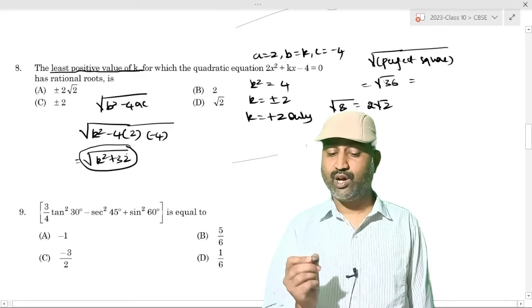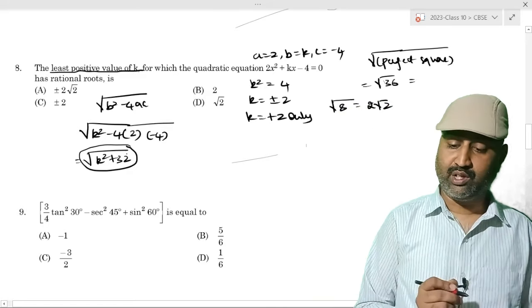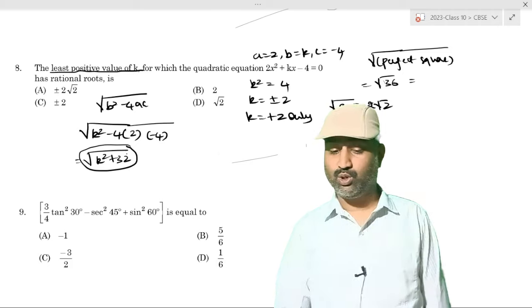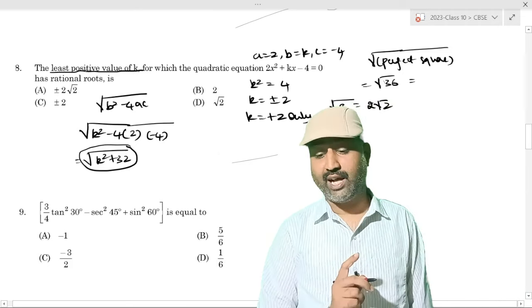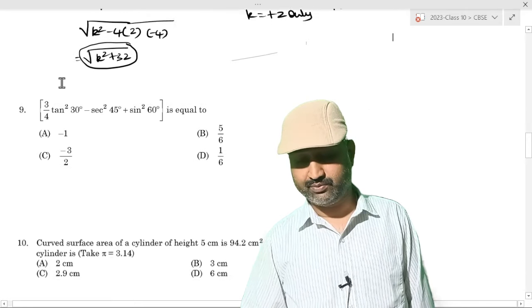For a perfect square, k square value should be 4. K is equal to plus or minus 2. But read the question here, least positive value of k. Therefore, the answer should be plus 2 only.